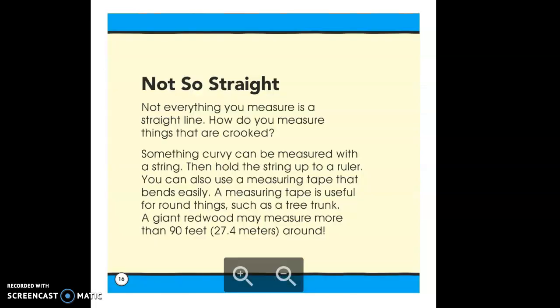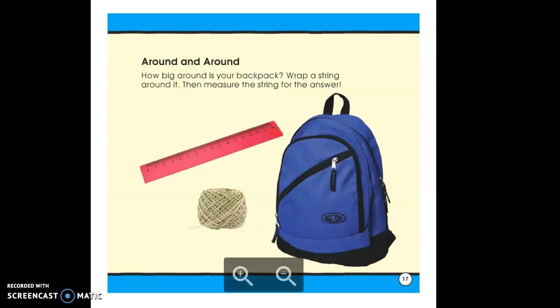Not so straight. Not everything you measure is a straight line. How do you measure things that are crooked? Something curvy can be measured with a string. Then hold the string up to a ruler. You can also use a measuring tape that bends easily. A measuring tape is useful for round things, such as a tree trunk. A giant redwood may measure more than 90 feet around, or 27.4 meters. That's really big.